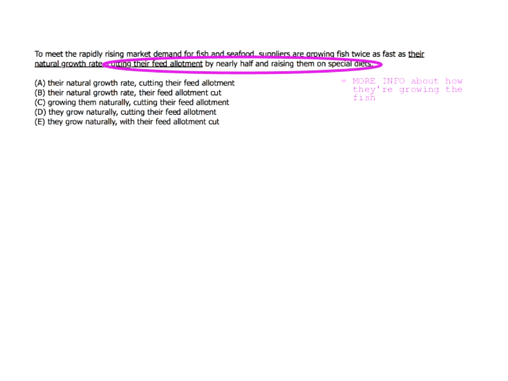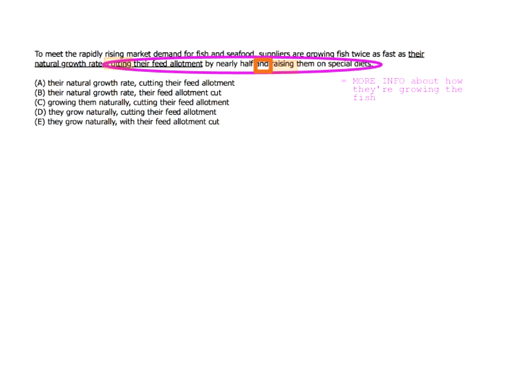So, one thing you might notice pretty quickly is that there are two things in this modifier which most certainly have to be parallel to each other. In fact, I don't think anybody picked the choices that don't do that. So you can knock those out right now, right? Cutting the feed allotment and raising them on special diets, cutting and raising for sure. So those need to look like each other. So that knocks out B, boy, and E, elephant.